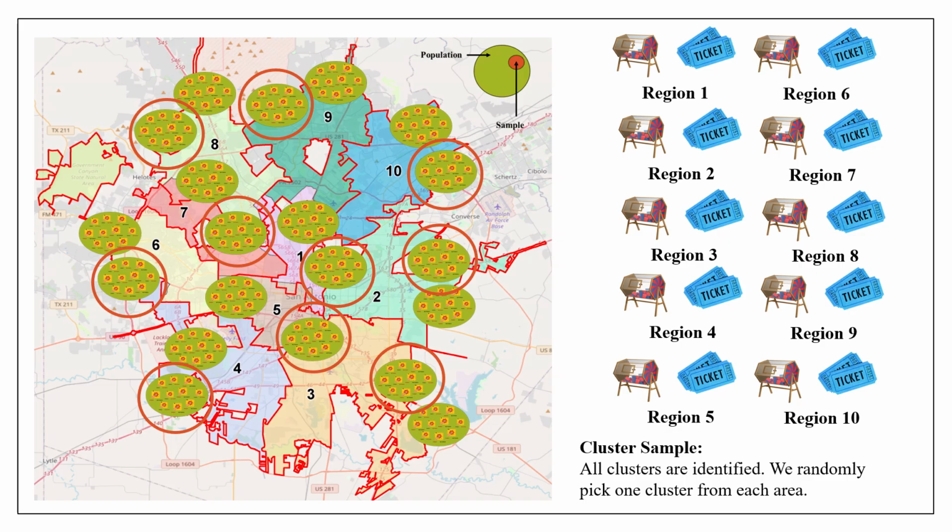Here we have a map of San Antonio, and we can see that this San Antonio area has been split into 10 smaller areas, and each one of the areas has 2 clusters that are representing the region. So in a cluster sample, again, we have these clusters, and we're going to have each cluster have 1 ticket. And out of each region, we're going to be selecting a ticket to represent that specific region.